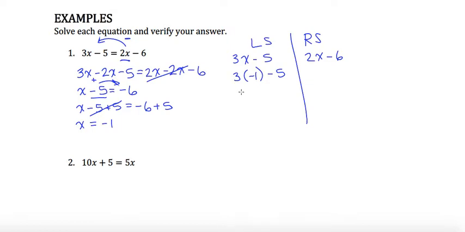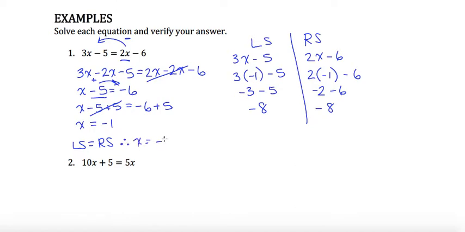So 3 times negative 1 gives me negative 3, take away 5, and negative 3 take away 5 is negative 8. Ideally, the right-hand side should give us the same answer when I substitute in negative 1 for my x. So 2 times negative 1, minus 6. 2 times negative 1 is negative 2, take away 6, and negative 2 take away 6 is negative 8. So look at that. Our left side equals our right side. Therefore, x equals negative 1.